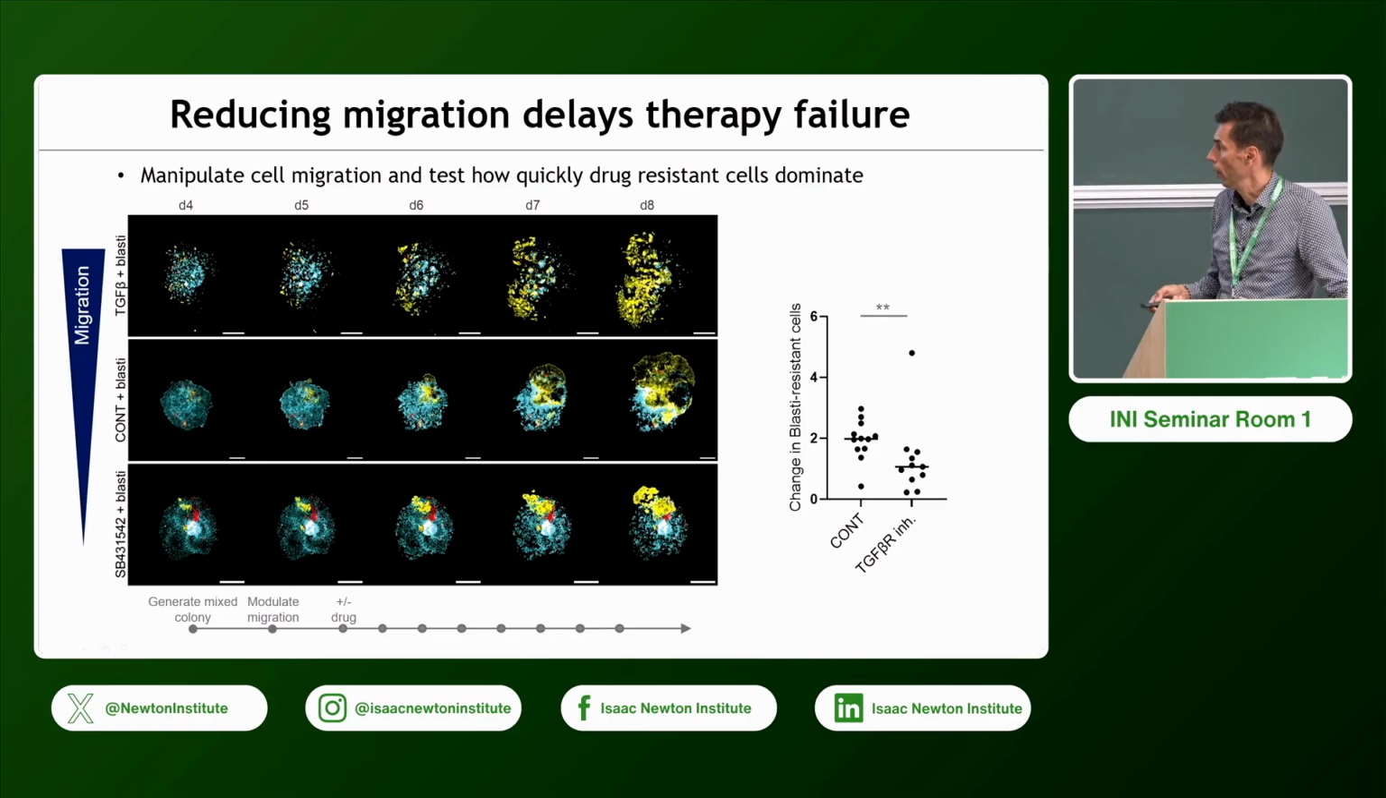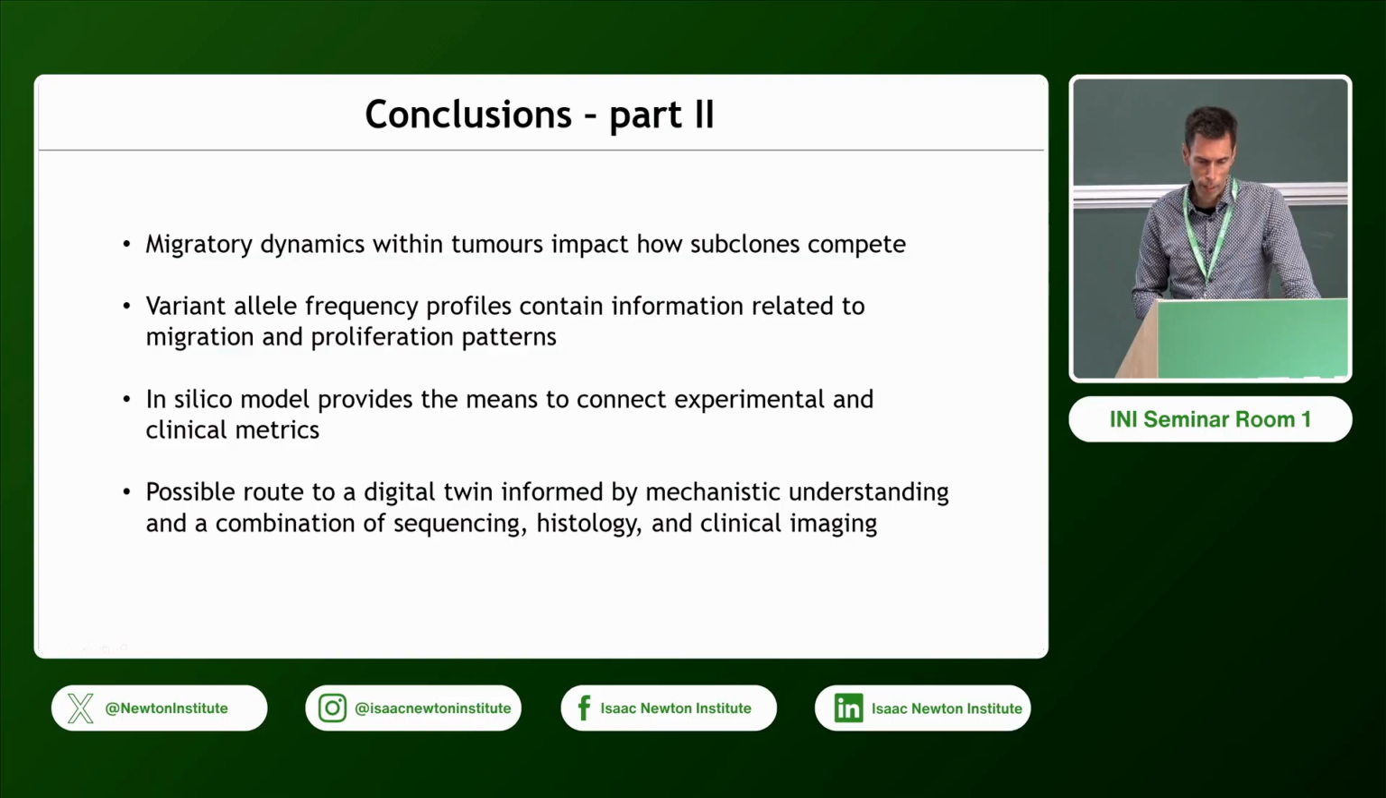And if we turn migration down, then the yellow subclones struggle to win. It's only if they happen to be arising at the edge of one of those tumours, whereas if we turn migration up, they dominate and spread throughout the whole tumour really rather rapidly. So that's all I wanted to show you in terms of data and analysis. I'll just finish with my conclusions.